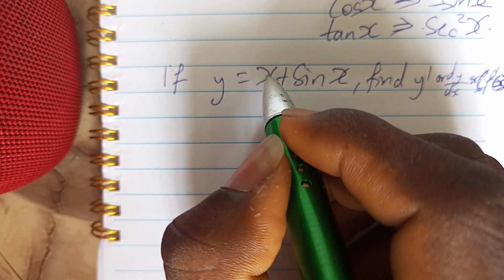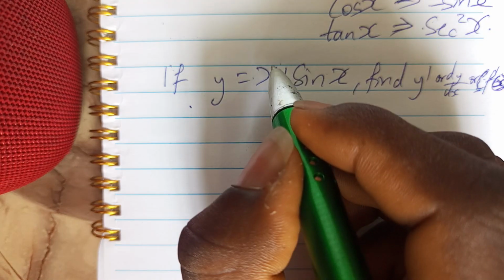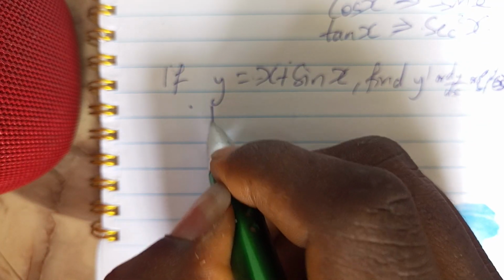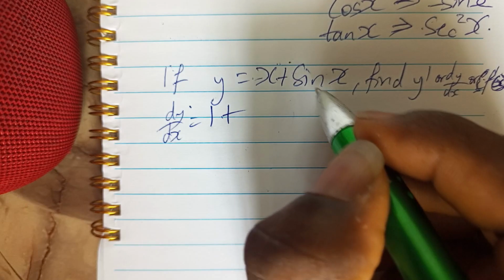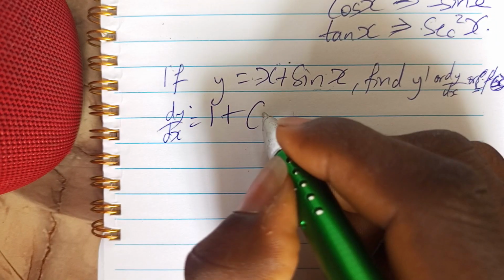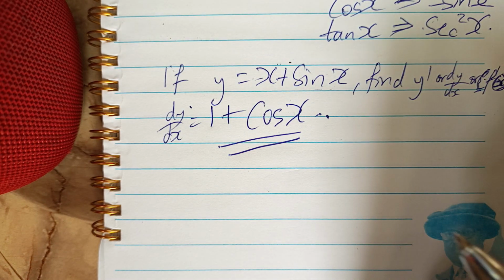The derivative of x is going to be 1 times x to the power 1 minus 1, which is x to the 0. Anything raised to 0 is 1. So it's going to be 1. Then dy over dx is equal to 1 plus the derivative of sine x, which is cos x. So dy/dx = 1 + cos x. This is the answer for this.